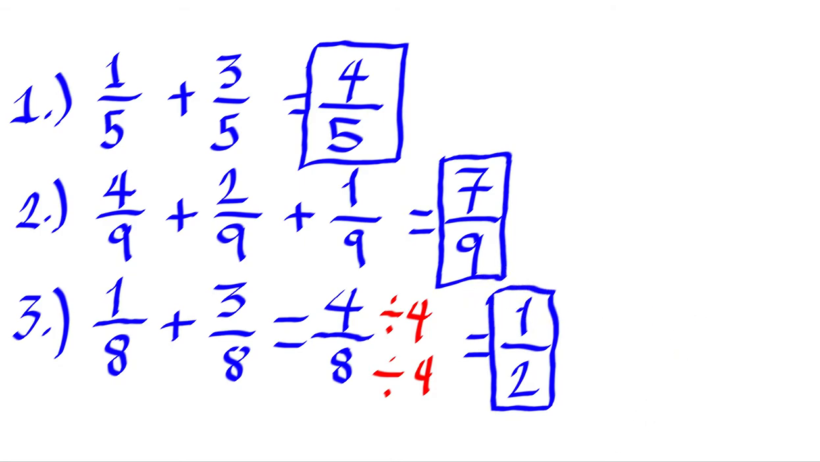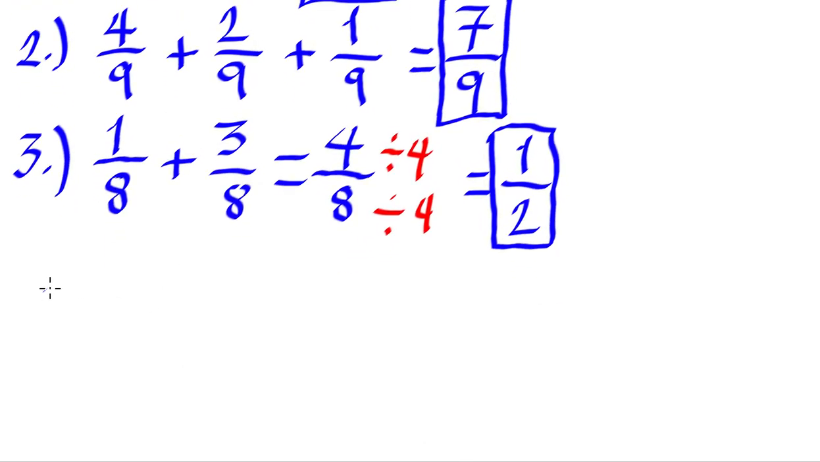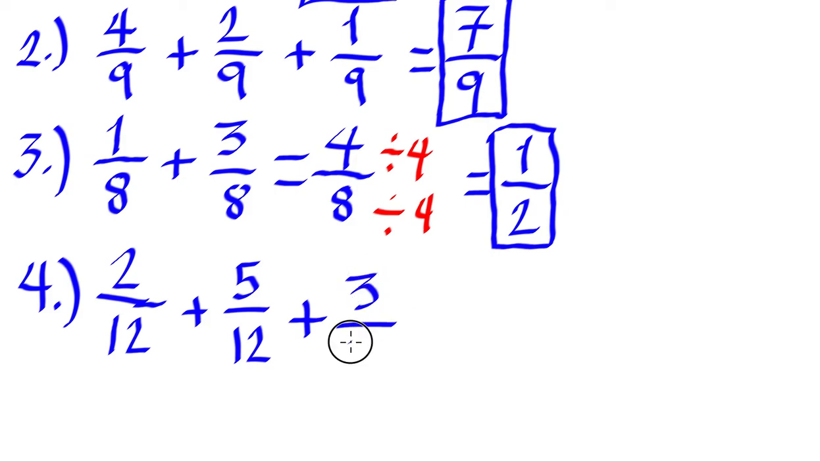Okay, for number 3, one more example for simplification. Shall we have something with the denominator of, say, 12? Let's put 2 here plus 5 over here plus 3 over here. Let's add. Again, add the numerators, copy the denominator. So 2 plus 5 is 7. 7 plus 3 is going to give us 10 over 12.